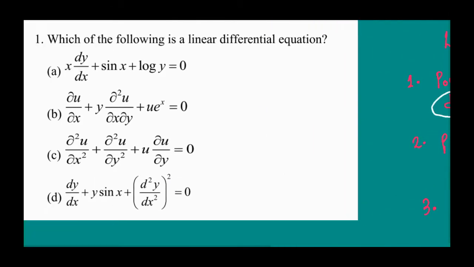We have to check the dependent variable against these conditions. So if we consider the first one, x dy by dx plus sin x plus log y is equal to 0. Here the dependent variable is y and here log y is present.